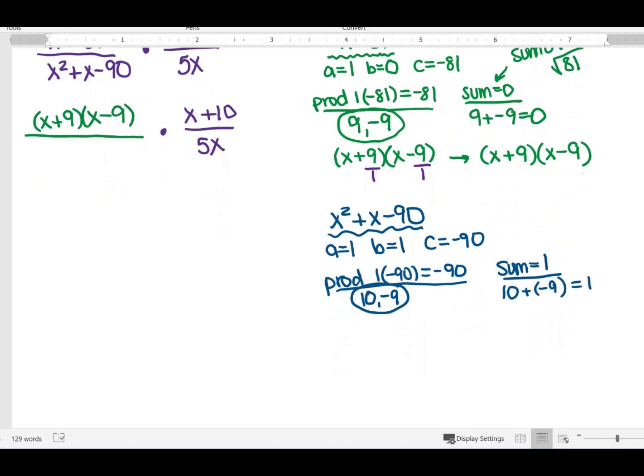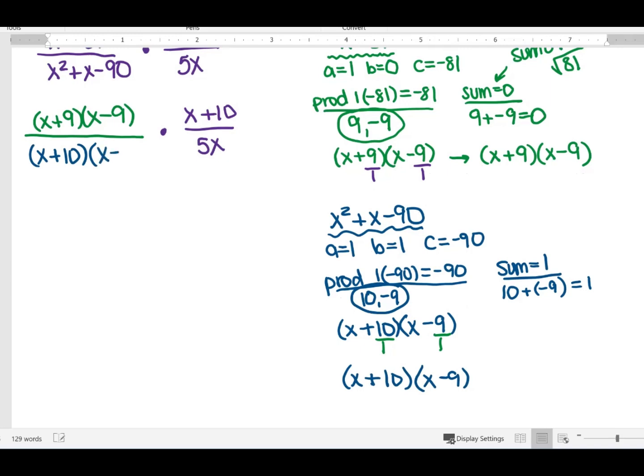Writing my factors since I found the magic numbers, I have x plus 10 because the 10's positive, x minus 9 because the 9 is negative. I need to divide by the leading coefficient, which in this case was a of 1, which means that it didn't really change. I'm going to have x plus 10 times x minus 9, which is now my new denominator in my first fraction, my first rational expression.